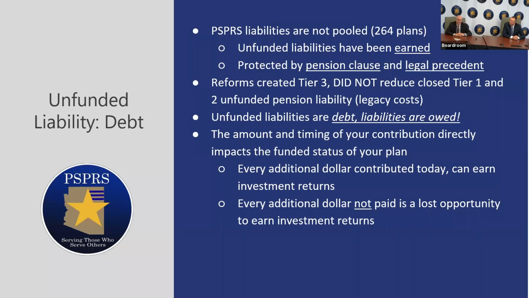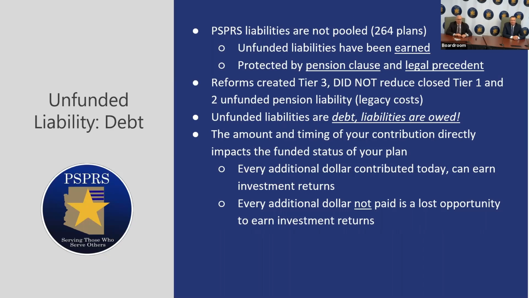And as we said, that unfunded liability, those liabilities are going to be paid in the future. It is a debt. We're estimating what that debt's going to be, but there is a formula and it will be there. Those unfunded liabilities have been earned in all of those different plans. So we've not pooled as ASRS is. Each individual employer is responsible for their unfunded liabilities that have been earned. And those are protected. Again, we can't change that formula. They're protected by the pension clause and by legal precedent that's taken place in the Arizona courts.